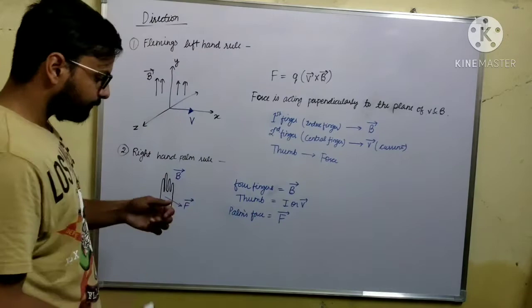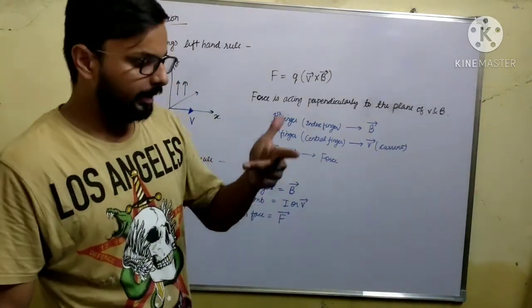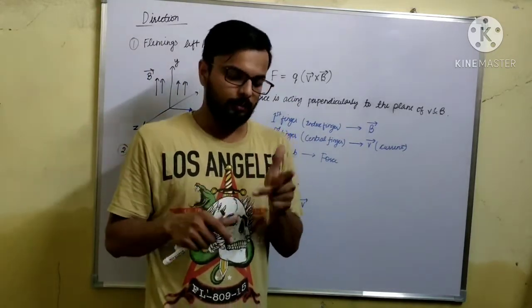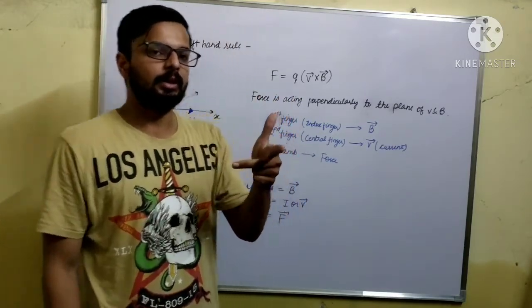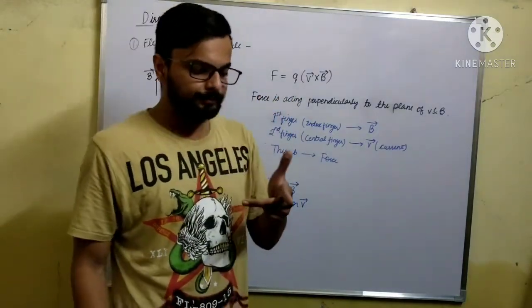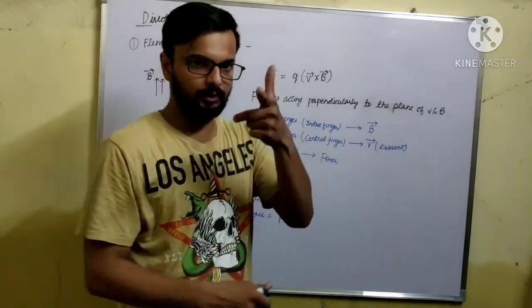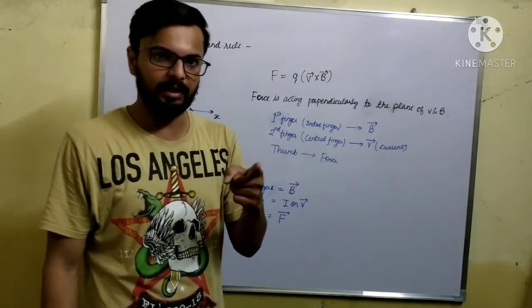Okay, so if you stretch the three fingers of your left hand in this direction, basically what you have to do is point a gun. If you point a gun in this way at the person in front of you, then in Fleming's left hand rule, this finger will show the direction of the magnetic field.